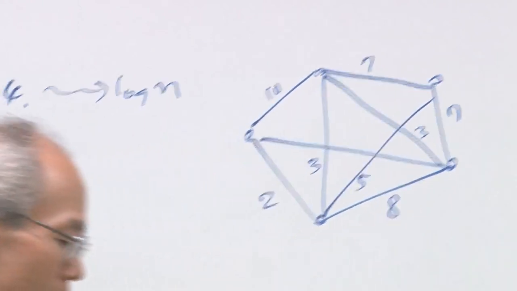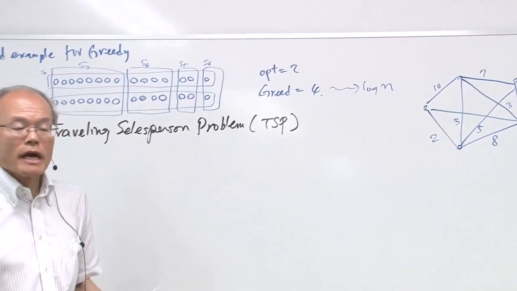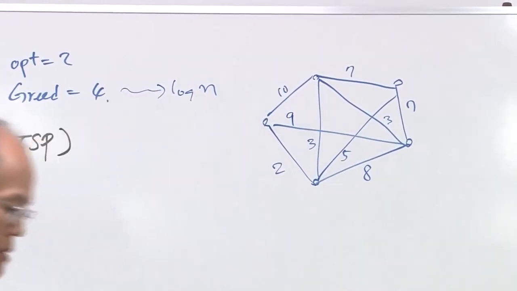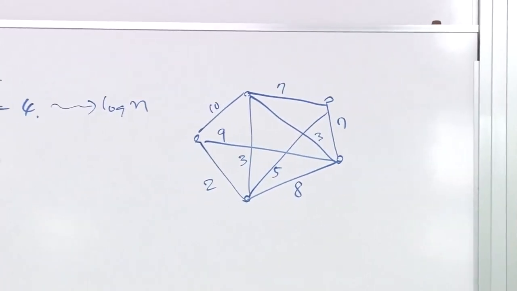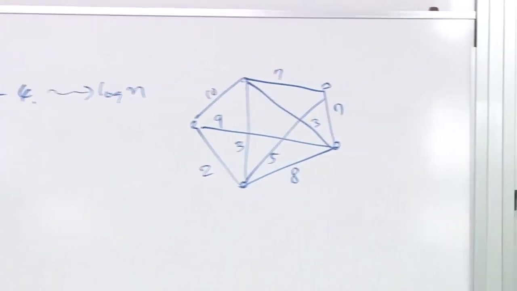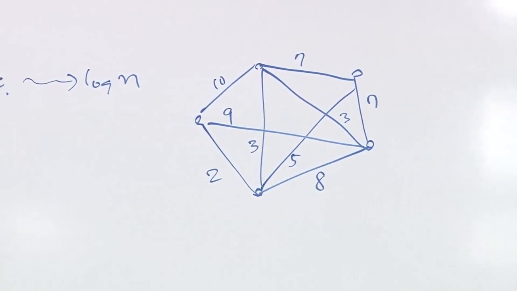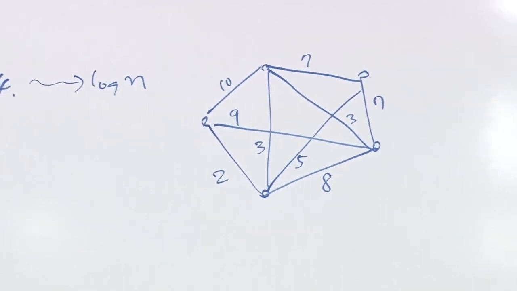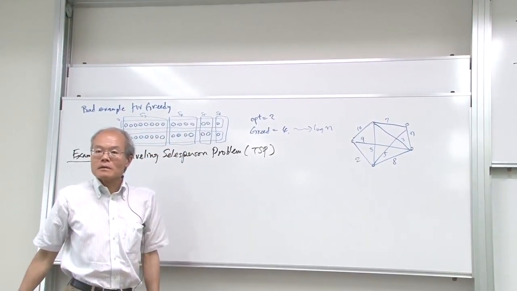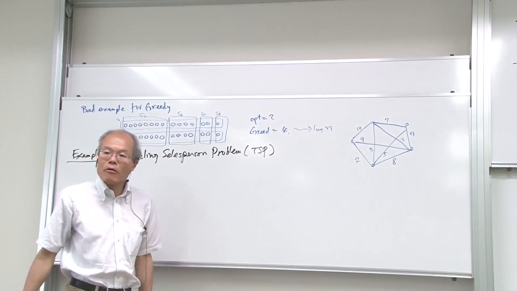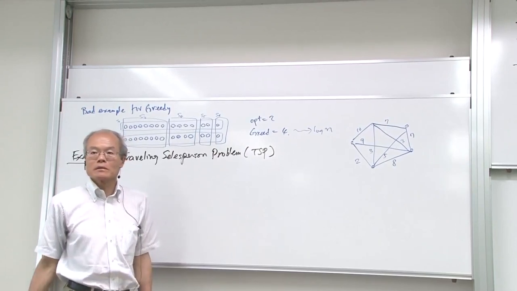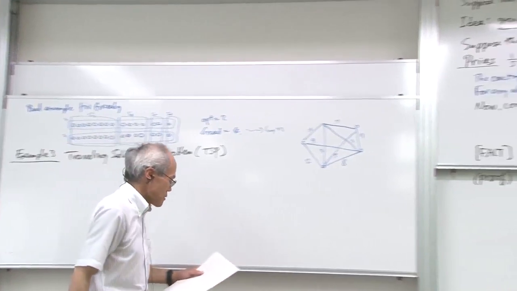Okay, we are given a graph with edge weights. Edge weights mean something like a distance between two vertices. And our problem is to find a cycle in this graph, a cycle which visits all vertices exactly once.